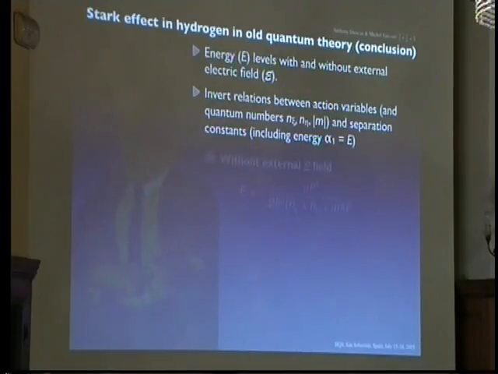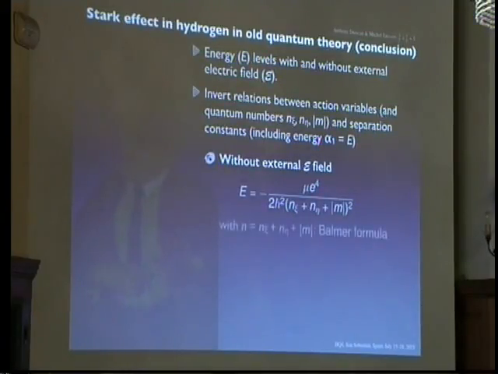So that again takes a little bit of hoopla. If you want to see it, it's all in glorious detail in our paper. But the end result is that if you do this without the electromagnetic field, you get something like this. And you see that this is just like the Balmer formula, as long as you identify the sum of these quantum numbers with the principal quantum number. Okay? This is the same sort of thing that Bohr was showing us yesterday.